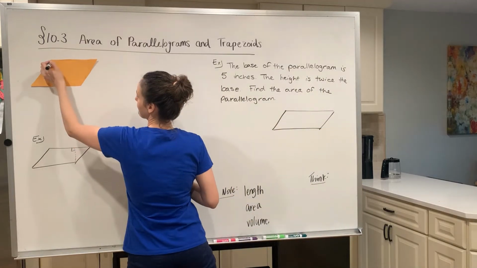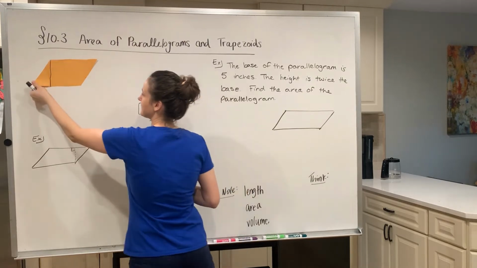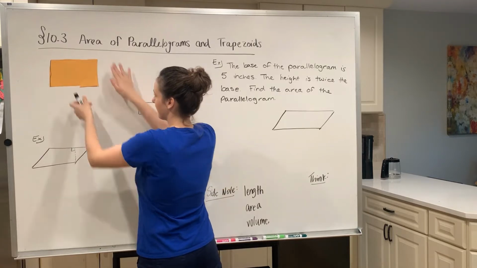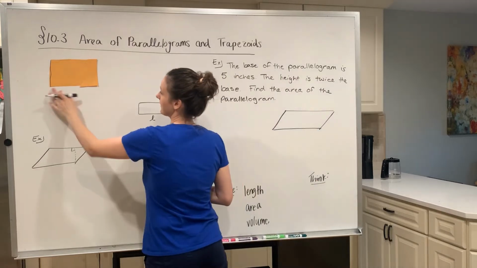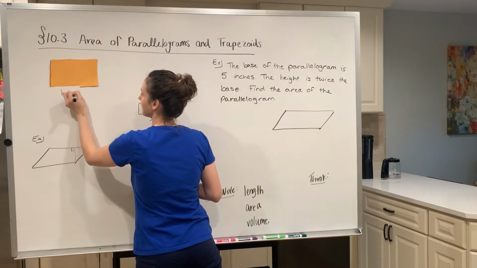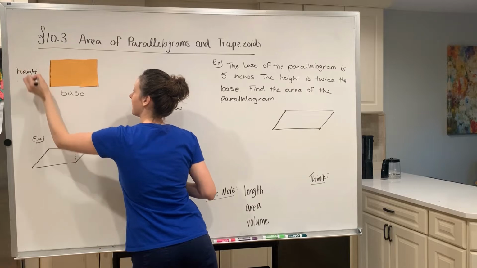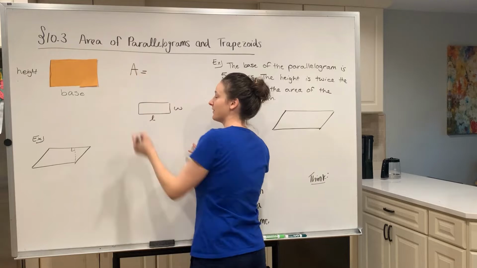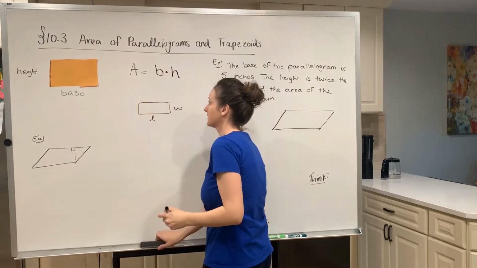If I were to cut a piece of the parallelogram here and take it off and move it over to the other side, what shape have I now created? A rectangle. So in order to find its area, when we talk about a parallelogram, we use the terms base and height. So to find the area of a parallelogram, we need to multiply its base times its height.